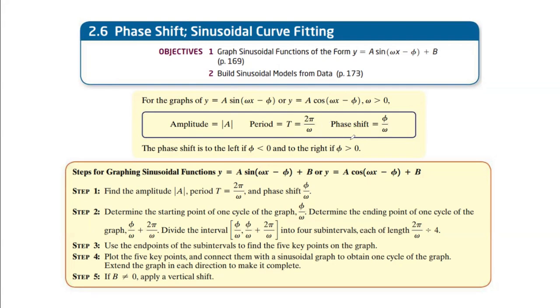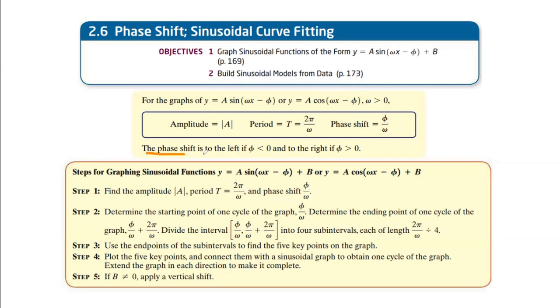So in summary here, we've got the amplitude as the absolute value of whatever that constant is. And then the period we called capital T, and that's the original period, 2 pi divided by omega. And then our phase shift is new, and we calculate that by taking some value that's being added or subtracted inside the parentheses of the sine or cosine function, and we'll take that value and divide it by omega. This symbol is called phi. So phi divided by omega.